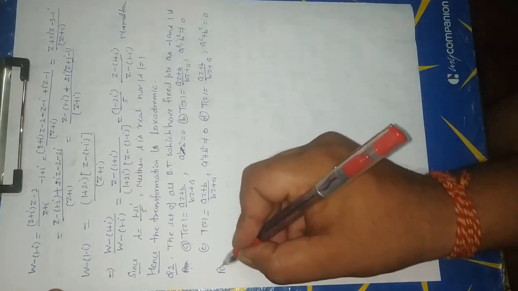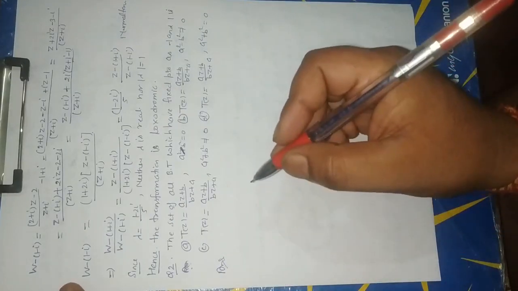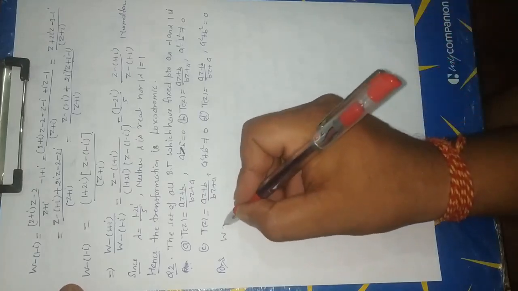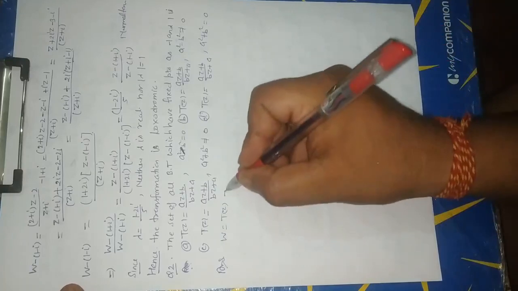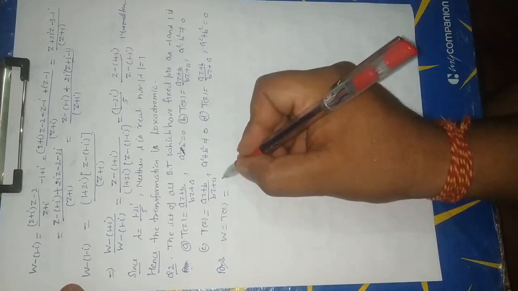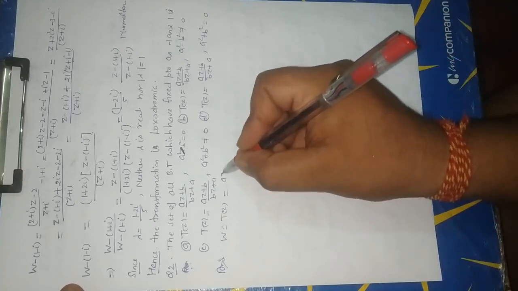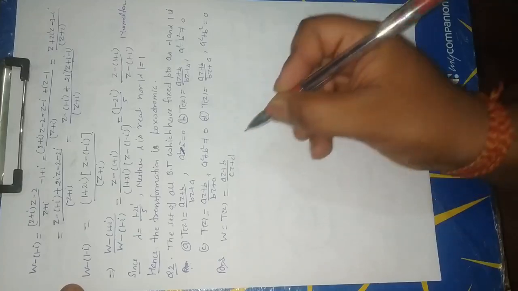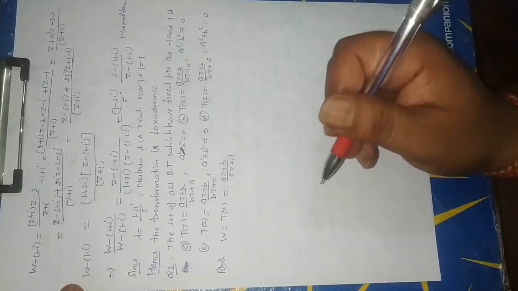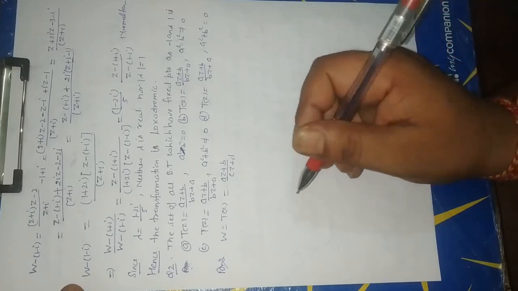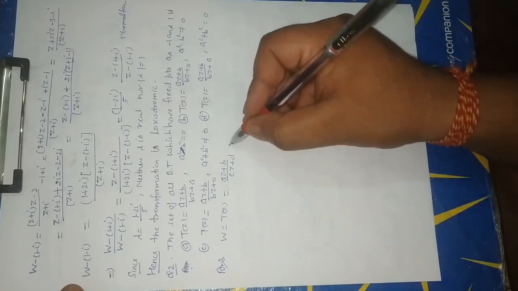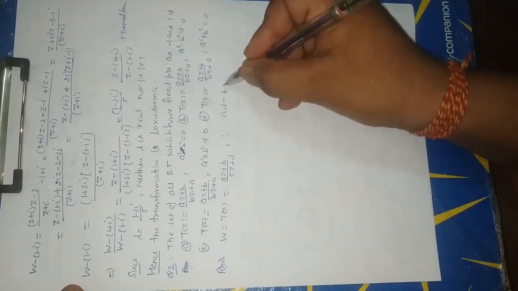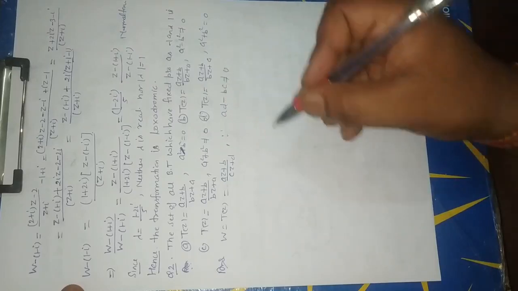Okay. Now solution. We know that w is equal to T(z) equal to (az plus b) upon (cz plus d) is a linear transformation only when ad minus bc is not equal to 0.